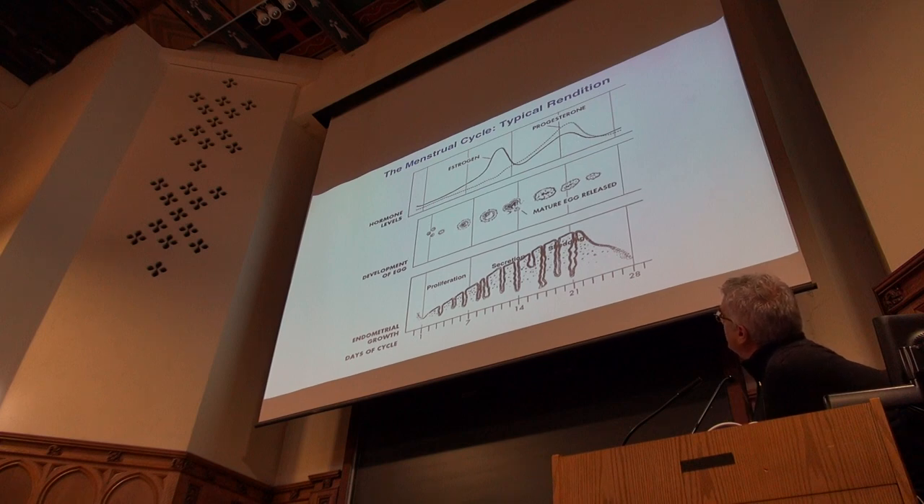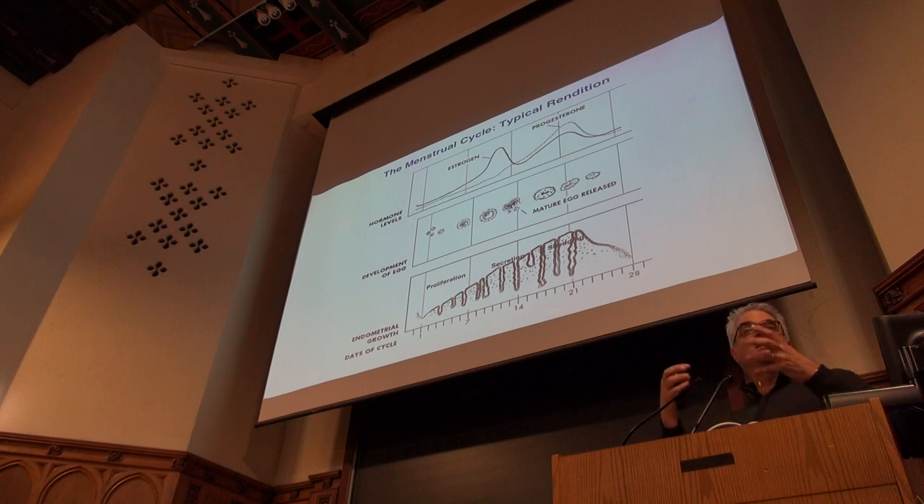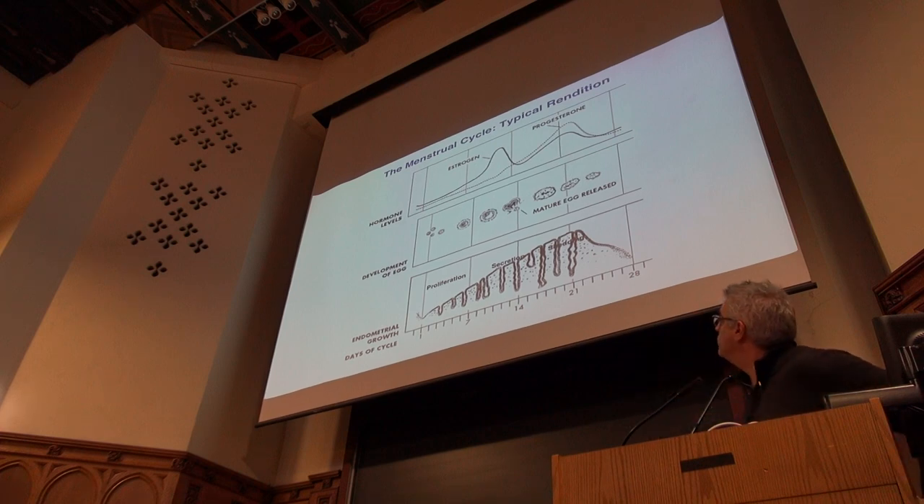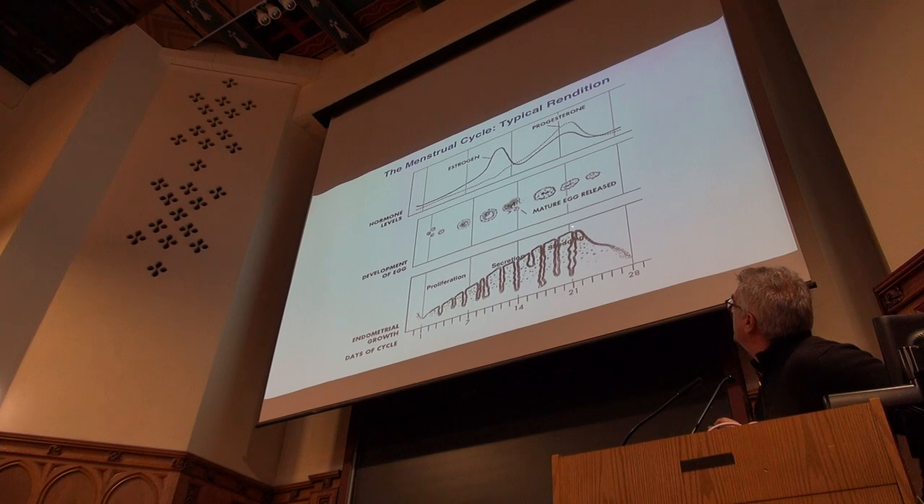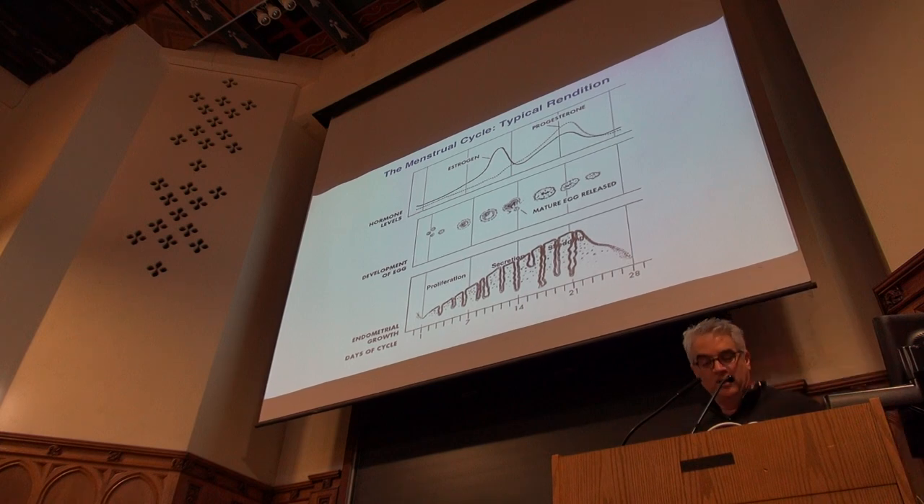Meanwhile, here's what's happening in the endometrium. You get the proliferation stage, where the endometrial lining is getting more and more vascular and producing more and more mucus. Here's the secretive stage. And then eventually, when there's an abrupt drop in progesterone, the menstrual lining is shed, and this becomes the menses, which is expelled through the vagina.